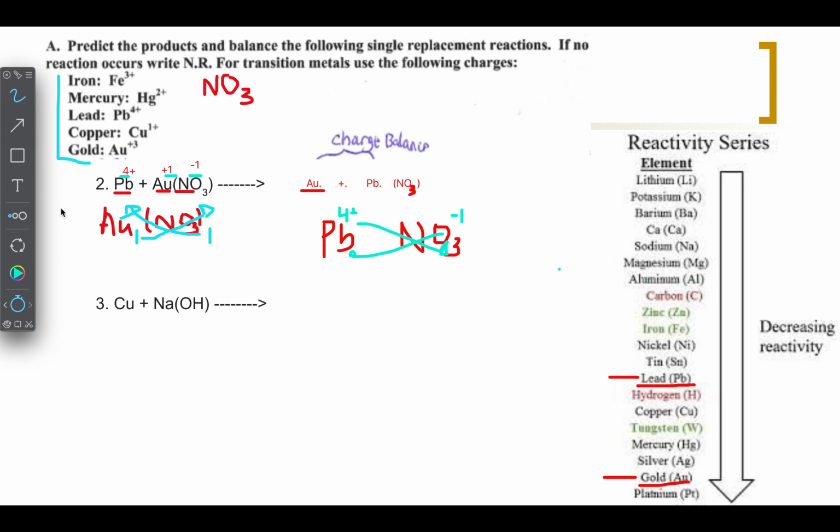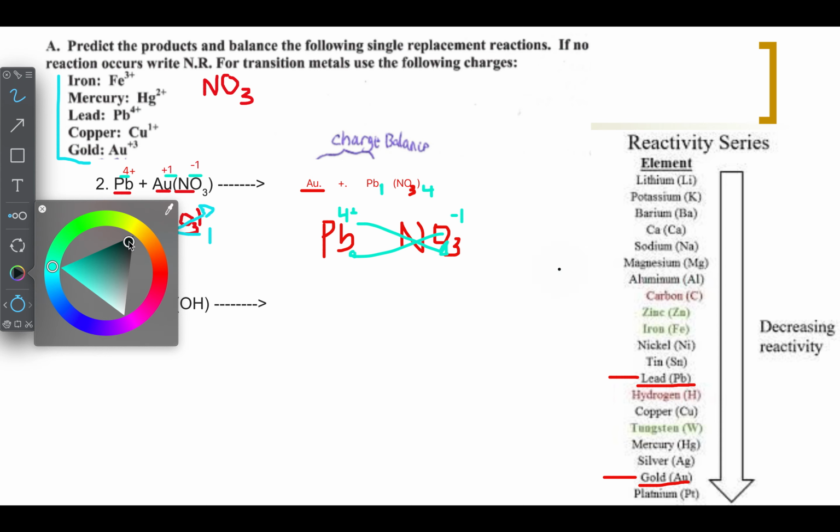So then we know if we go up here, NO3 has a -1, so it's going to be 1 for Pb, right? Because we crossed them, so Pb1, and then NO3, 4. And remember that 4 goes on the outside of the parentheses because there are 4 NO3 molecules, right? So our final equation looks something like this.